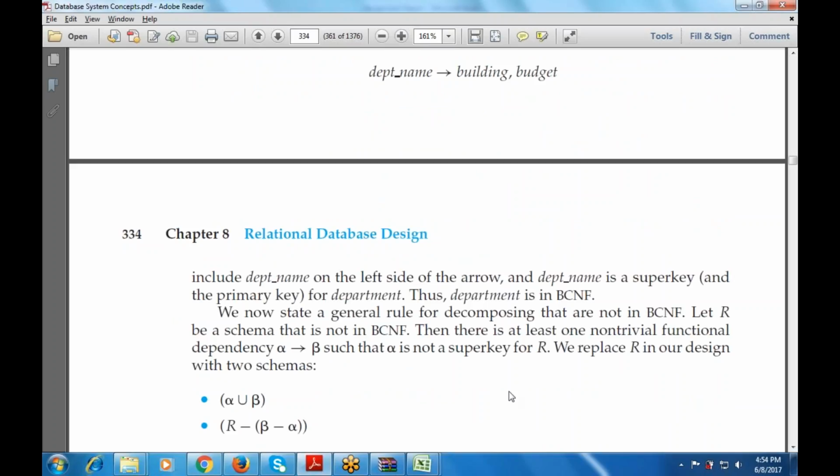Now we state a general rule for decomposing schemas that are not in BCNF. Let R be a schema that is not in BCNF. Then there is at least one non-trivial functional dependency alpha → beta such that alpha is not a super key for R. So we replace R in our design with two schemas: alpha union beta, and R minus (beta minus alpha).